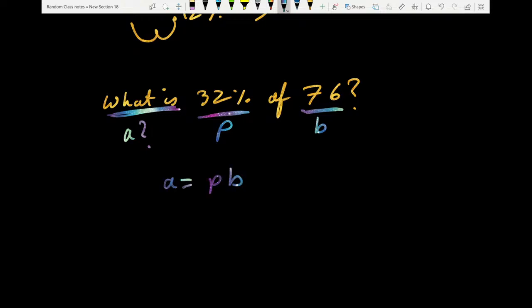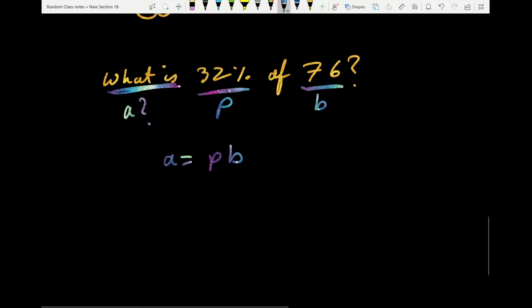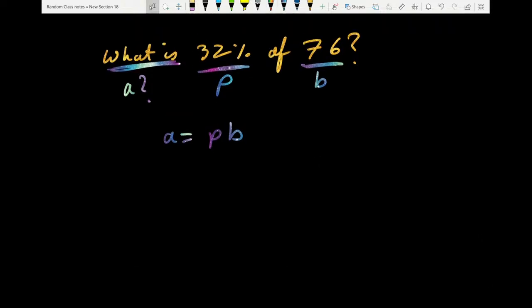Is this color bothering you? Shoot me a text if this color bothers you. All right. I see no complaint. All right.